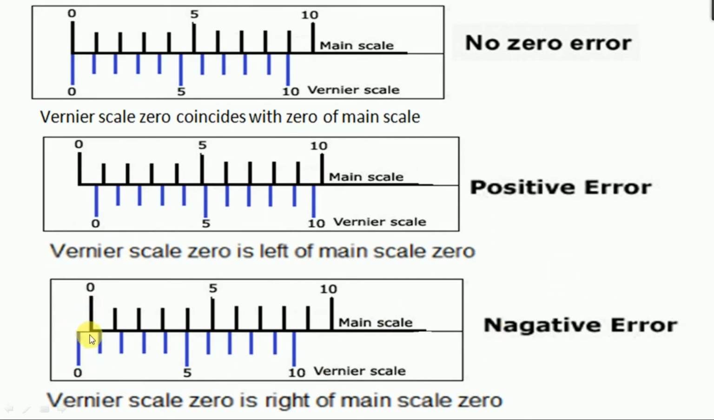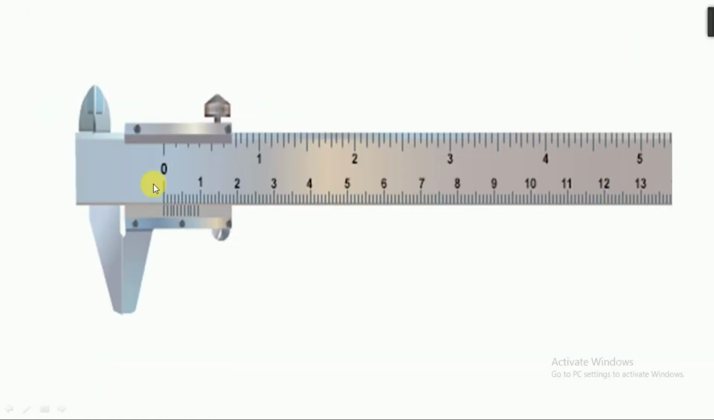So this is 0, that means if it goes to the negative side, we get a negative error, and we have to subtract the error every time. Find the zero error. First we have to take the scales to the minimum position without keeping any object. So we have to keep the vernier caliper like this, and we have to take the readings.